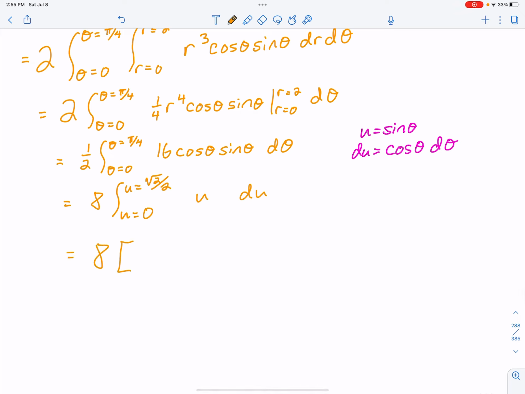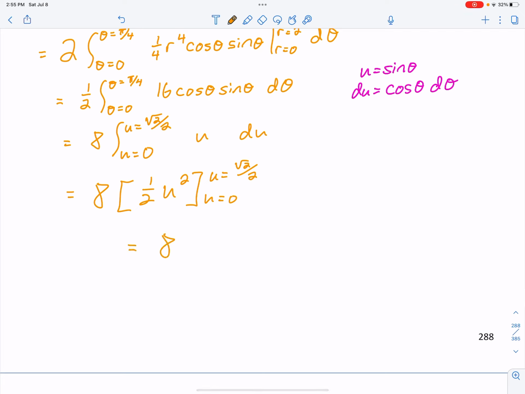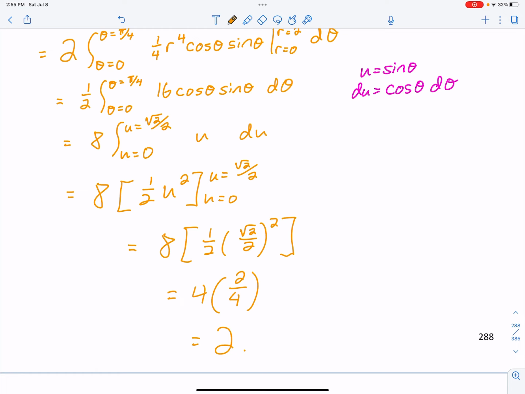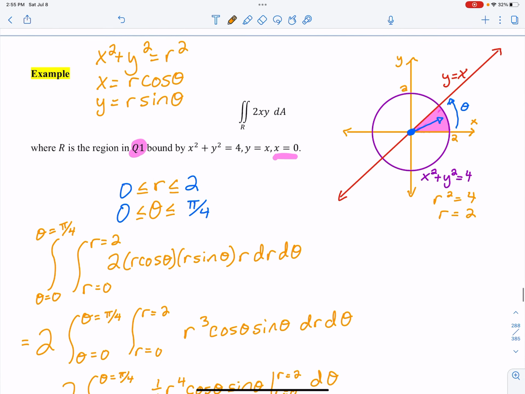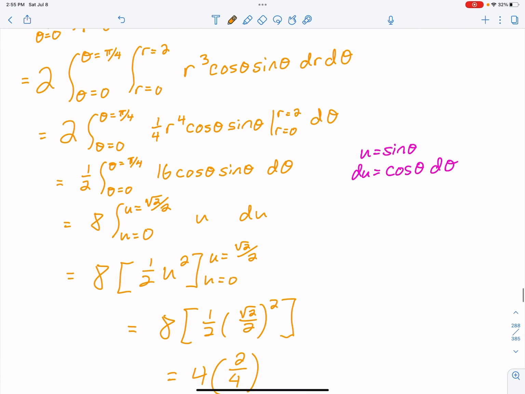I got 8 times 1/2 u squared from u equals 0 to u equals radical 2 over 2. The 0 is just going to zero out. That's great. Then I got 8 times 1/2 times the square root of 2 over 2 squared. So we get 4 times 2 over 4. That's a half times 4, which gets me a nice pretty 2. So the volume of that shape, the surface above that, whatever that surface may produce on top of that little pink sector, the volume of that thing would be a 2.